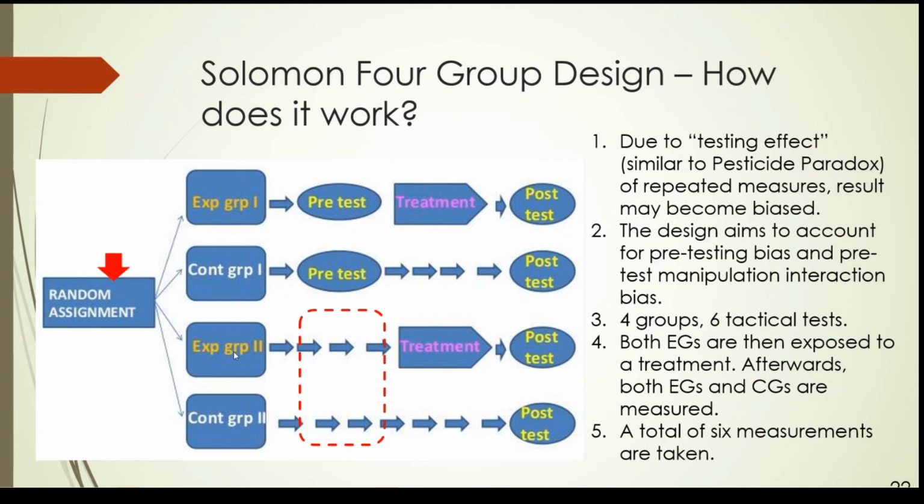But in Solomon group, they introduce another 2 groups, experiment group 2, control group 2. Now, the difference is that in experimental group 2 and control group 2, we don't do pretest. We straight away apply treatment on the experimental group 2, and after that only we do the testing. We see if there's any difference between experimental group and control group. Now, what is the difference between group 1 and group 2? In group 1, there's pretest. In group 2, there's no pretest. Why? Because in group 2, we don't subject them to pretest because we worry sometimes when we do the pretest, it will affect the accuracy of the result.